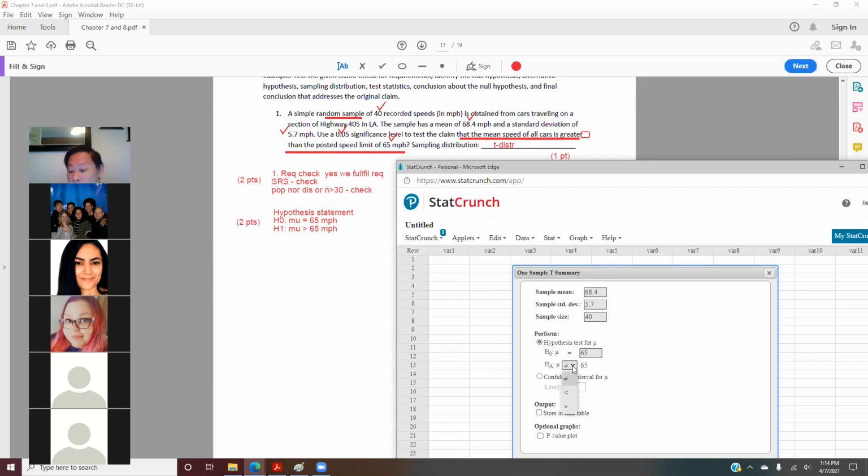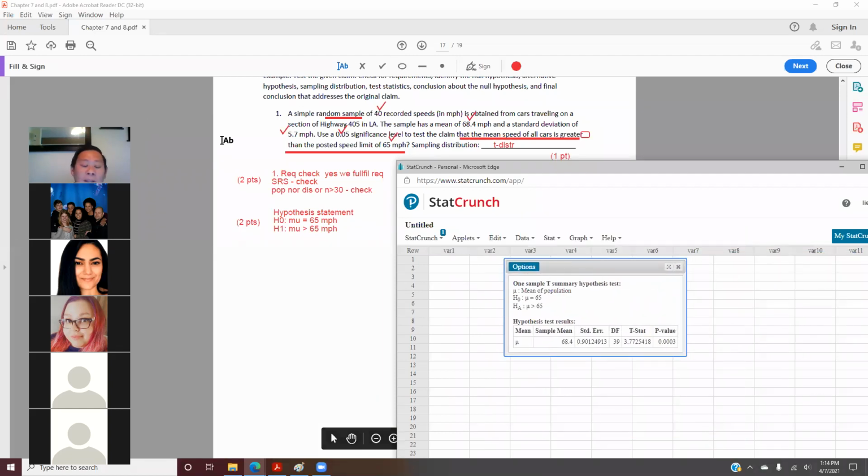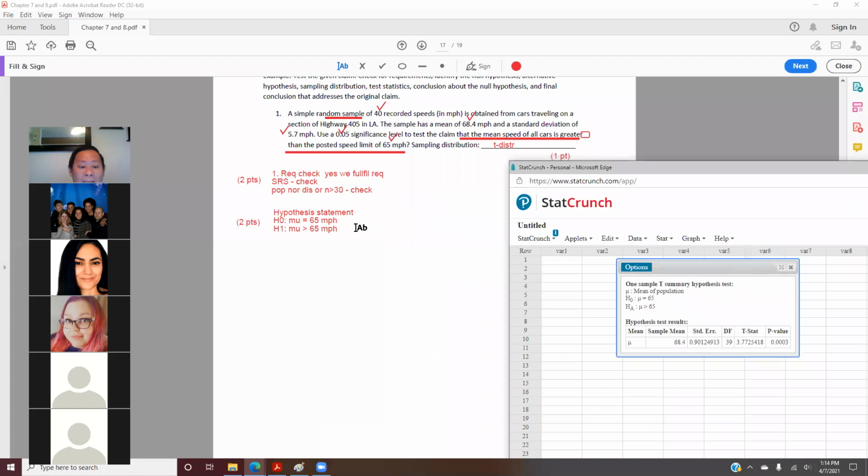Here you can pick less than, greater than, or not equal to. Since this question is asking for greater, we use greater, and you hit compute. The next step, step 4, asks for the test statistic and p-value, which are the last two numbers in the box. The test statistic is the T. Last time it was a Z stat, which told you it was a Z distribution. This time it's a T distribution.